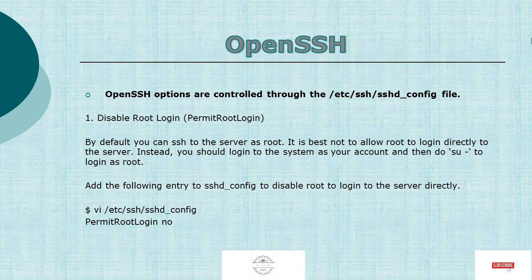By default you can use SSH to the server as root. It is best not to allow root to log in directly to the server. Instead you should log in to the system as your own account and then use su - to log in as root and elevate your privilege. For that we have to make some changes in the main configuration file of OpenSSH. The configuration file is /etc/ssh/sshd_config, and here there is the option PermitRootLogin. You have to put no here. So what will happen if anybody tries to log into a server as root? It will deny you. So friends, this is one of the options.